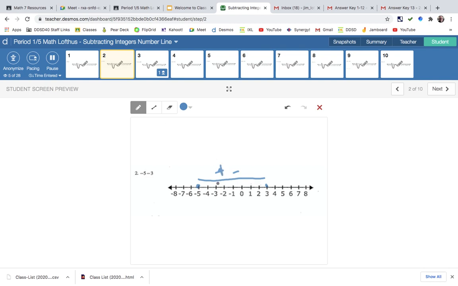So what we can do is start at the 0. Start at the 0 each time. Go to the first number, which is negative 5. Subtraction means go to the left and go 3 more. So that takes us to negative 8.